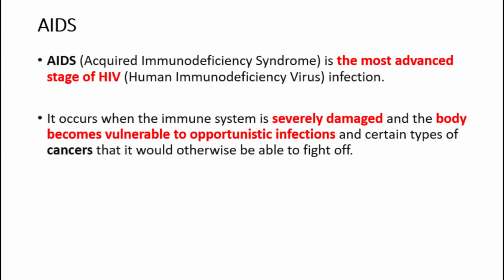Now, what do you mean by AIDS? AIDS, acquired immunodeficiency syndrome, is the most advanced stage of HIV, human immunodeficiency virus infection. It occurs when the immune system is severely damaged and the body becomes vulnerable to opportunistic infections and certain types of cancers that it would otherwise be able to fight off.